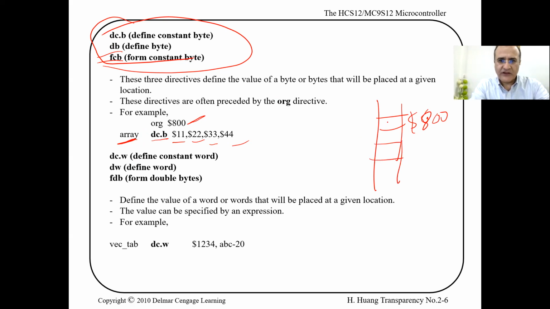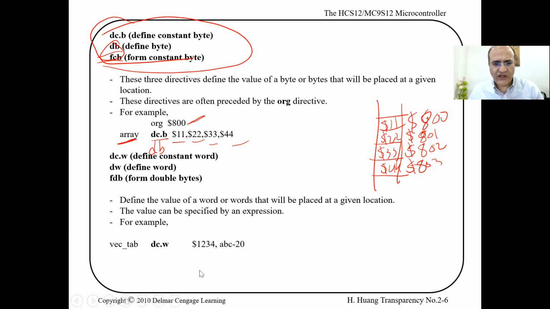this will book at 800 a byte and store in it 11 hex, then 801 and have 22 hex in it, 802, 33, and 803, 44. Okay, what if I use the define byte? The same. In CodeWarrior, I think I tried this. Sometimes it doesn't accept one of them, but at least one of them works.